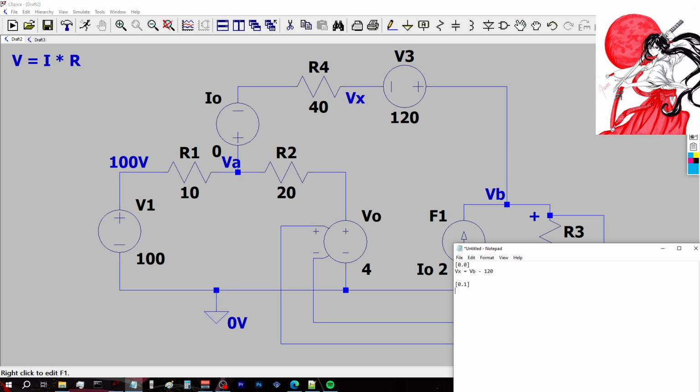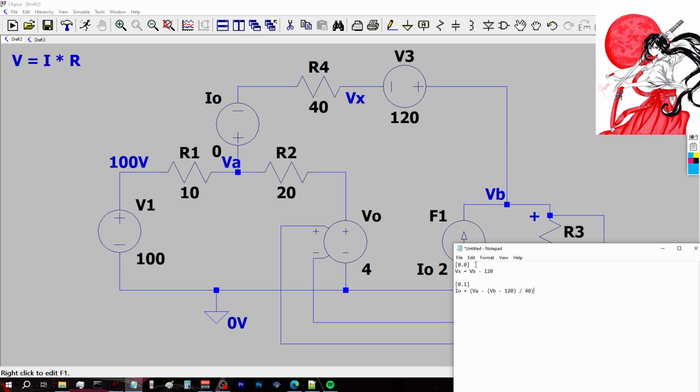So let's do that. So we're going to have IO equal to VA, the high potential of VA, minus the low potential of Vx. And we know Vx is equal to VB minus 120. And we're trying to find the current across this. So we're going to divide that by 40. And that's going to give us IO.